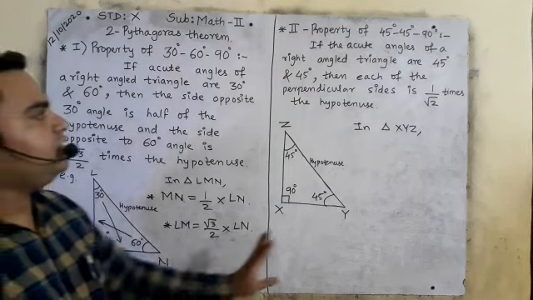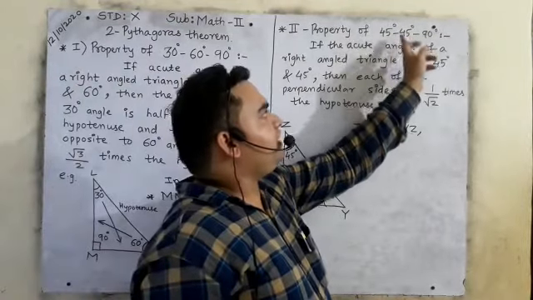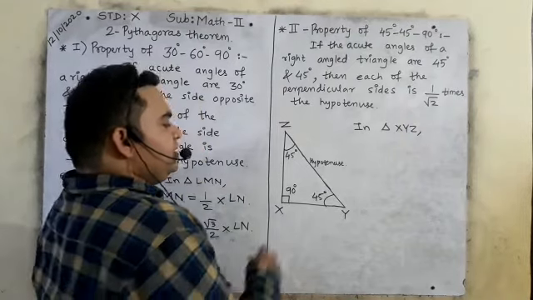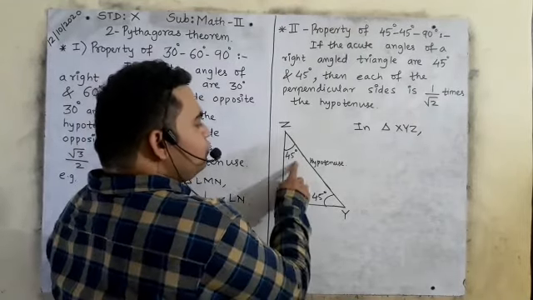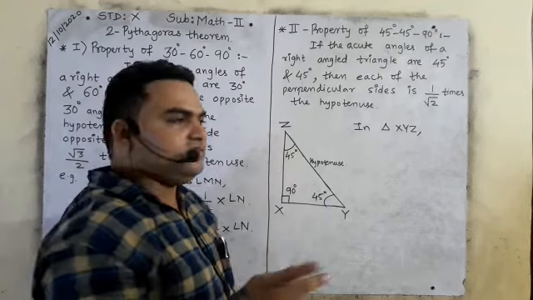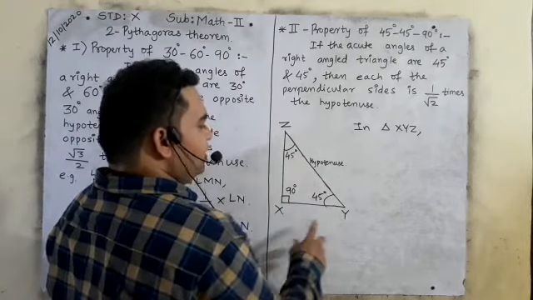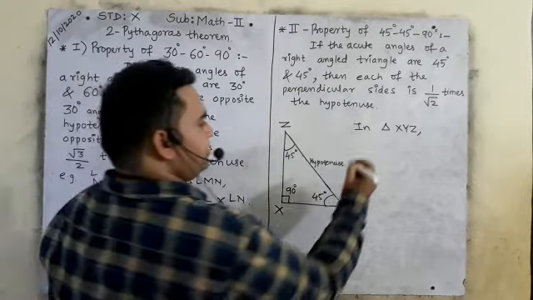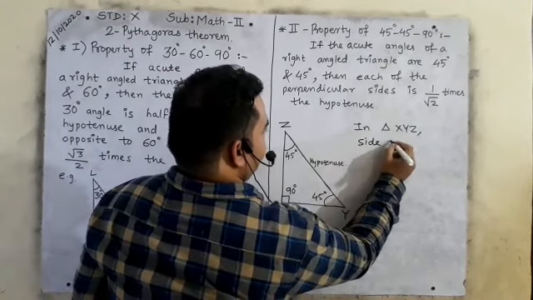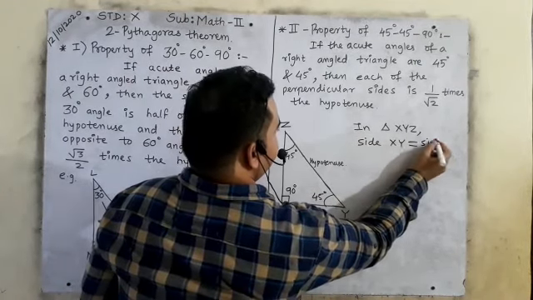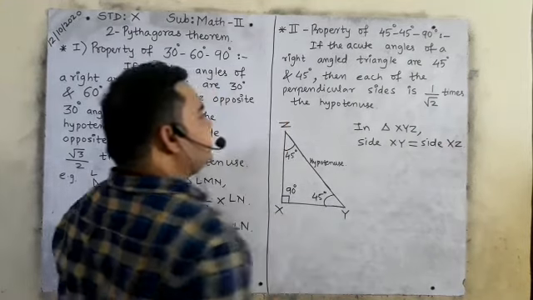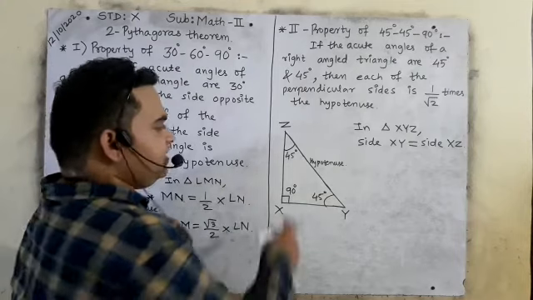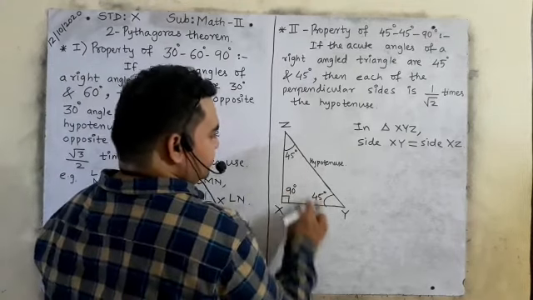Now see the second property, property of 45 degree, 45 degree, 90 degree. It means isosceles triangle. Look at here. It is a right angle triangle having two acute angles and they are the same, 45 degree and 45 degree. What does it mean? Sides ZX and XY will be congruent. Side XY is equal to side XZ. Is it clear? Why? Because the angles are the same. Yes, they are isosceles because this is 45 degree, this is 45 degree.